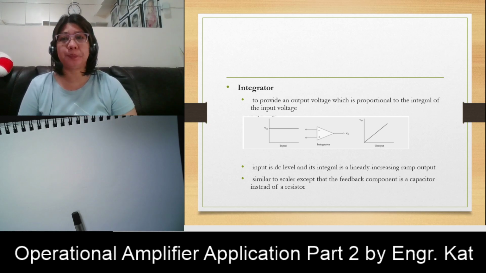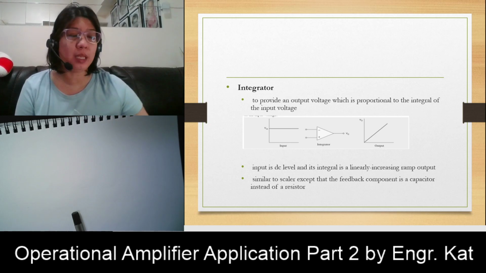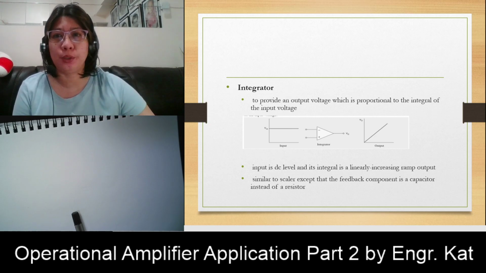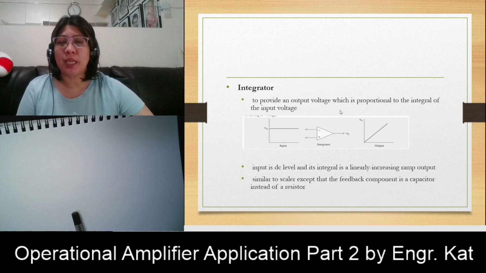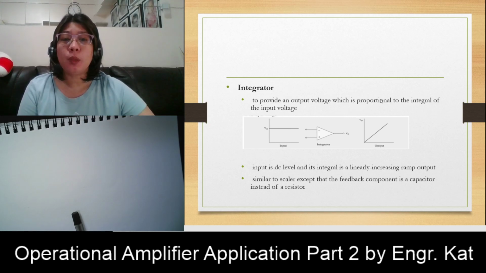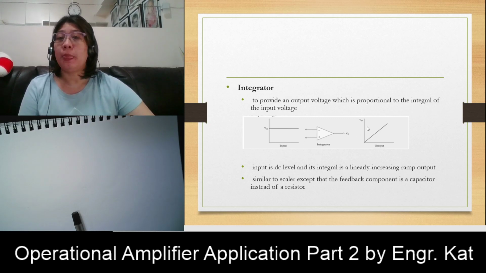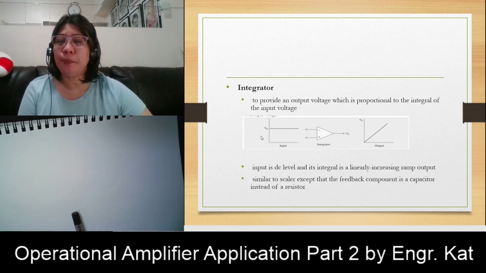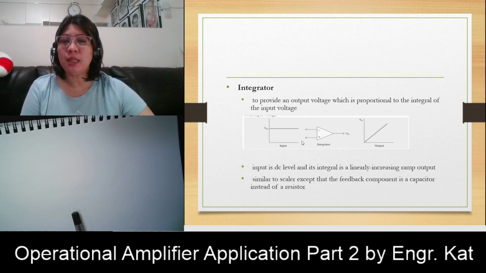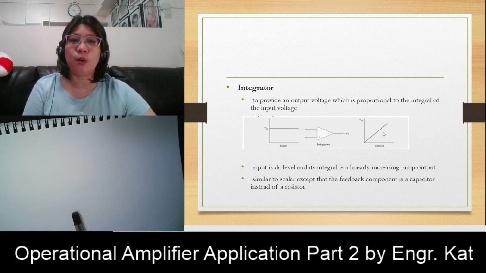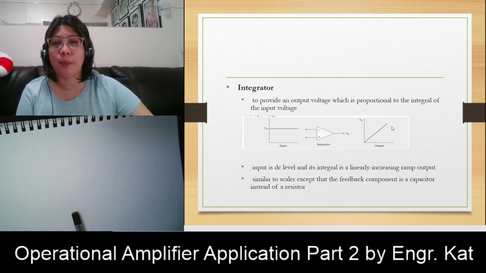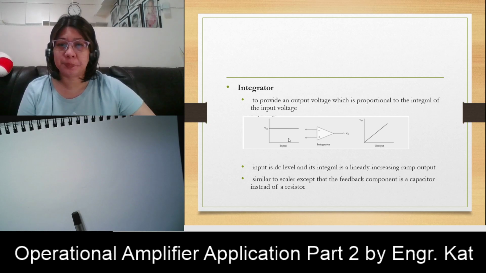The first application is what we call an integrator. So what does an integrator do? An integrator is used to provide an output voltage which is proportional to the integral of the input voltage. For an integrator circuit, usually our input is a DC level, and its integral is a linearly increasing or decreasing ramp output, depending on our input.